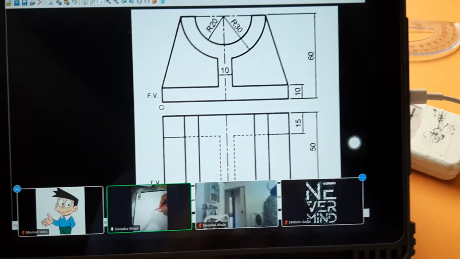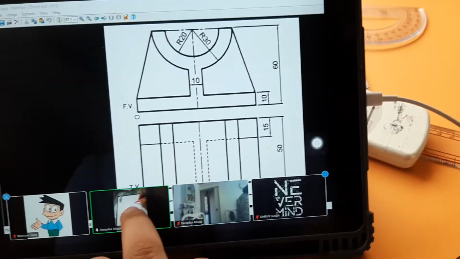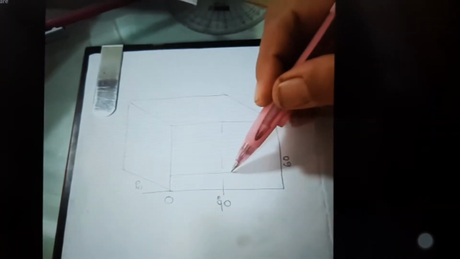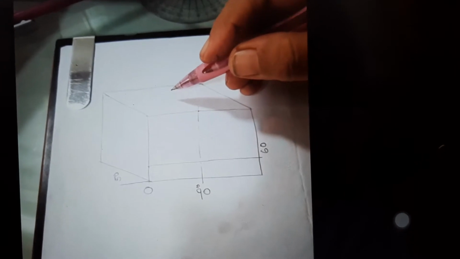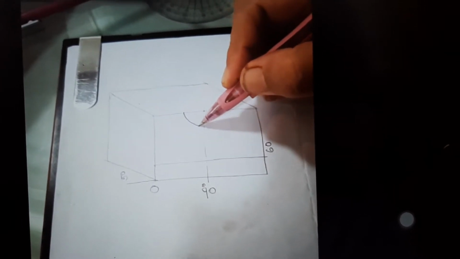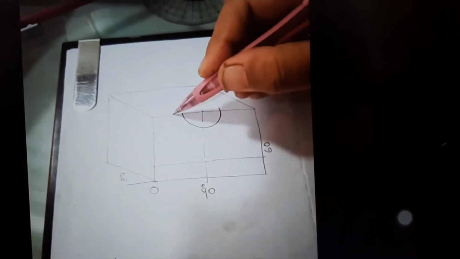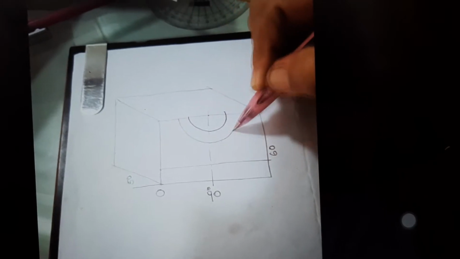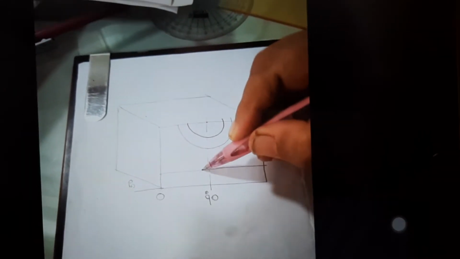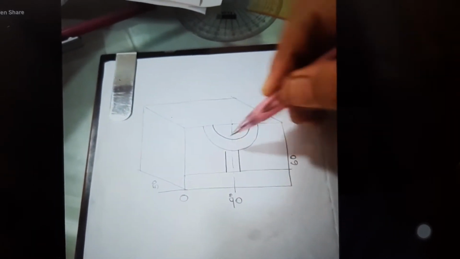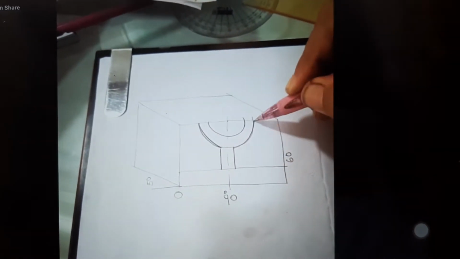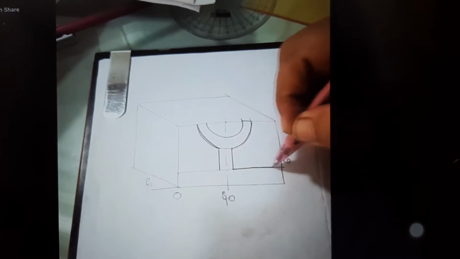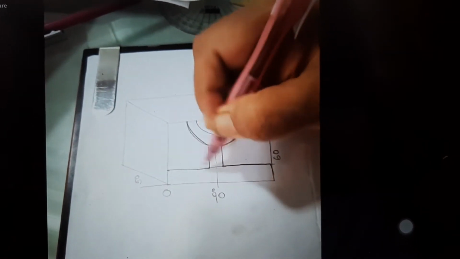Take a midpoint, make a center line. Mark 10, make a light line first. From here, make a half circle of radius 20, and another half circle of radius 30. And here, 5 this side and 5 this side. I just made the shape which is given. Is this part clear? Yes, ma'am.